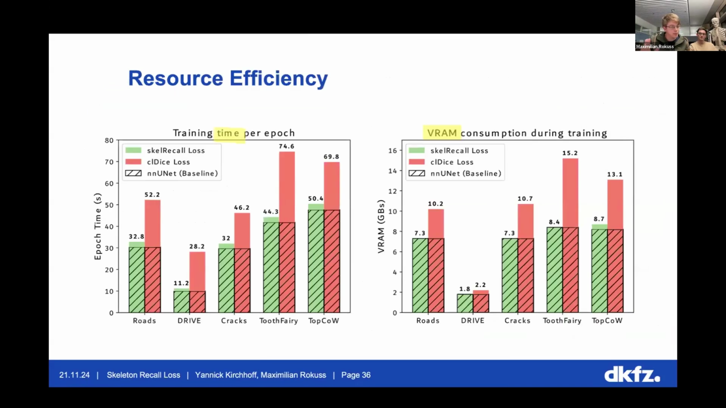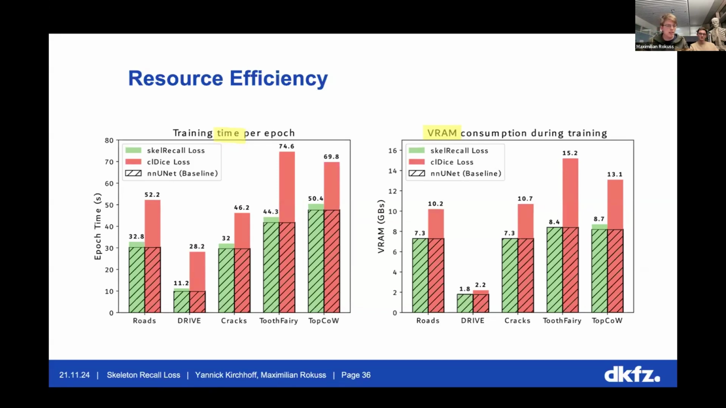But first, for the basic single class experiments, let's look at the resource efficiency, because that was actually one of our main motivations, in combination with the inaccuracies of the skeletonization of clDice loss. That was really a problem we had when we experimented with it, because we found that it's really, really inefficient to train clDice loss. And you can see it in these two plots. On the left, we have training time per epoch, and on the right-hand side, we have the RAM consumption during training, and the shaded areas at the bottom are always the nnU-Net baseline. Then in green, we see the skeleton recall, and in red, we see clDice loss.